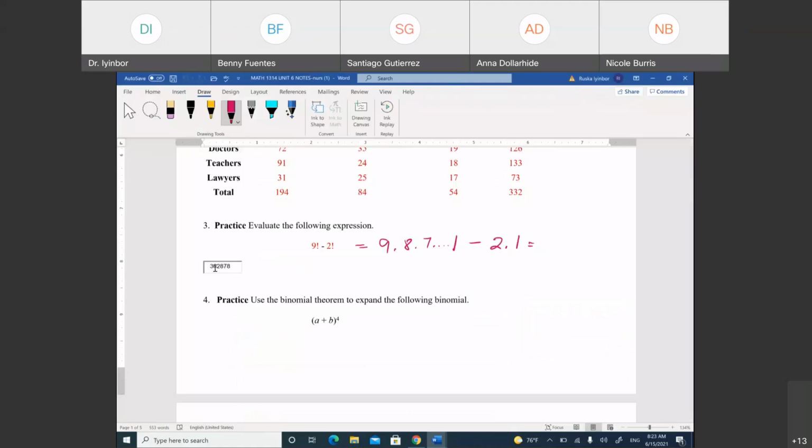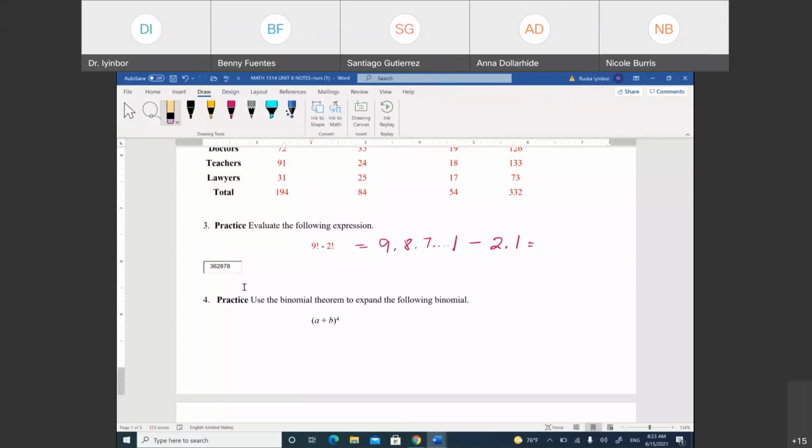Okay, any questions on factorials? So it's that easy. Just put it in the calculator, factorial. Any questions? Nope. Okay. So that's how you do those factorials.